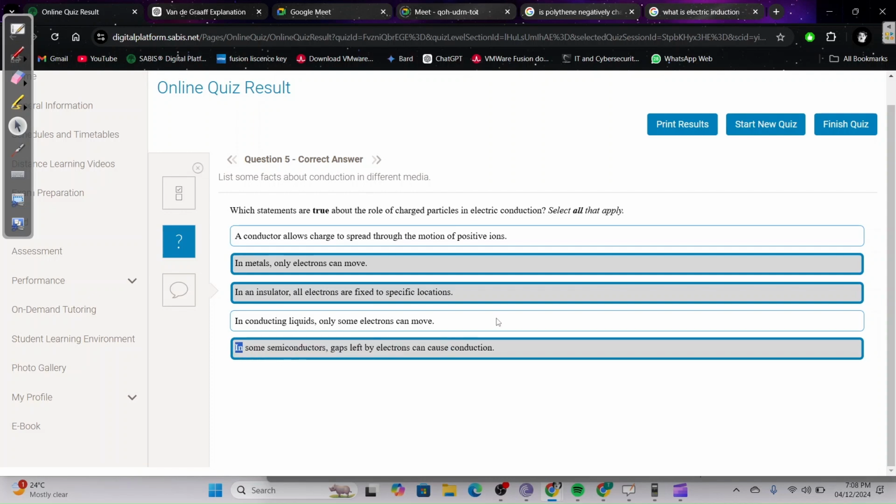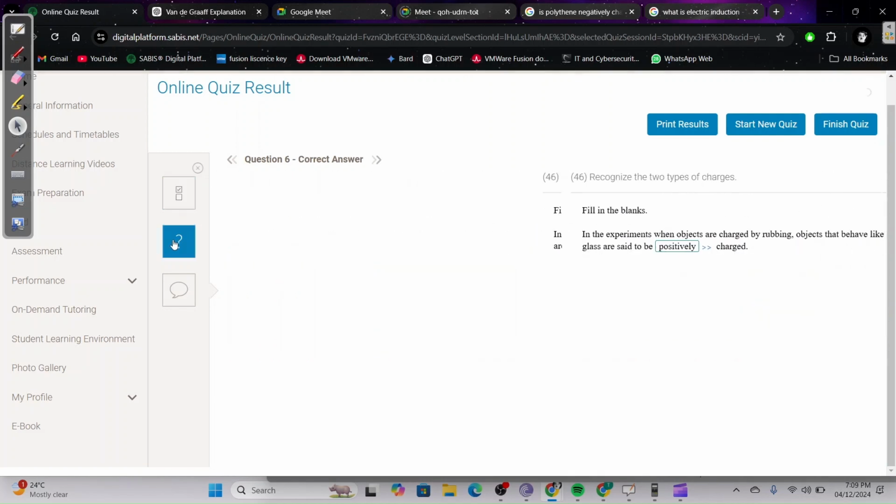In some semiconductors, gaps left by electrons can cause conduction. Now, this is general knowledge. This is knowledge you don't need to know, sorry. According to my physics teacher, I'm not sure if this is true. No, I'm not doubting him because I love my physics teacher, Mr. Fuad, you're the GOAT. A semiconductor, how it works, it has a specific condition. If you go above the condition, it's going to start conducting. Like it might conduct at a specific temperature. Below it, it won't conduct. I am not sure about this fact, but just extra info.